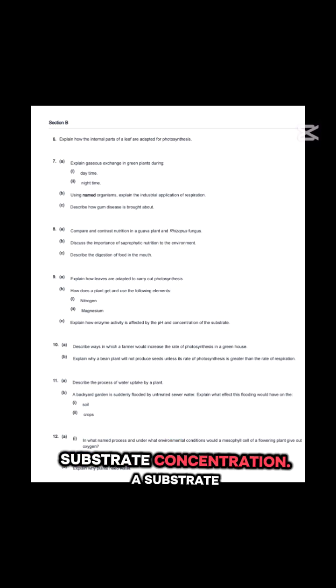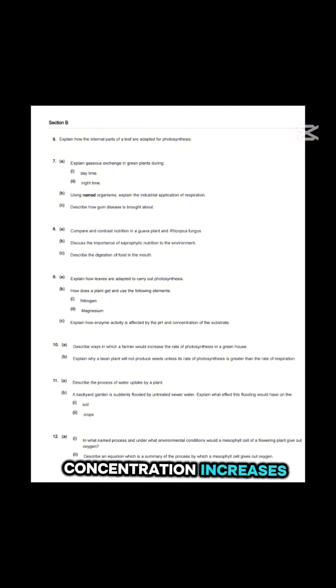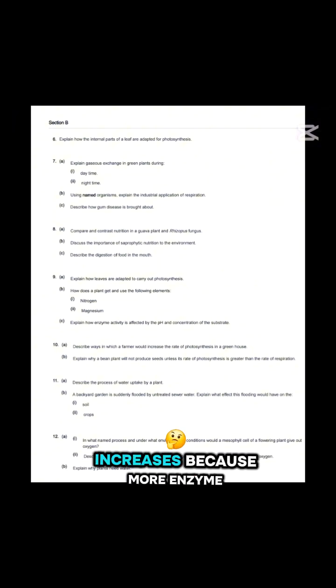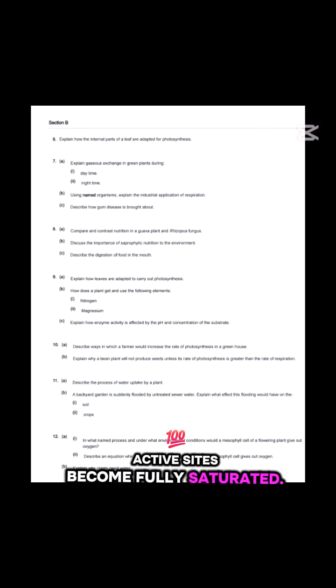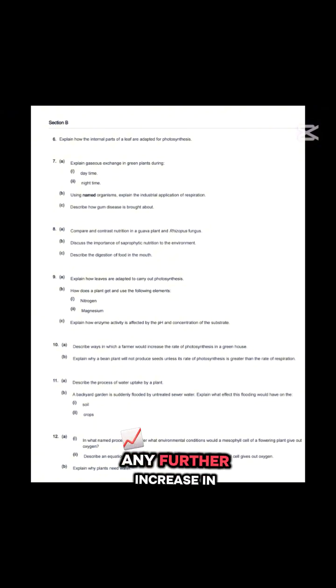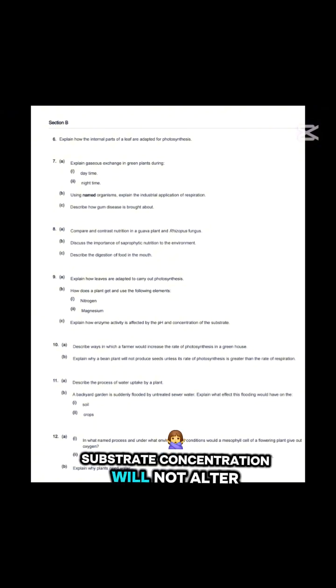Substrate concentration: as substrate concentration increases, the rate of reaction increases because more enzyme-substrate complexes can form. However, a plateau point is reached when all enzyme active sites become fully saturated. At this stage, any further increase in substrate concentration will not alter the rate.